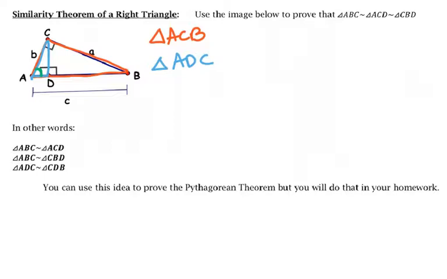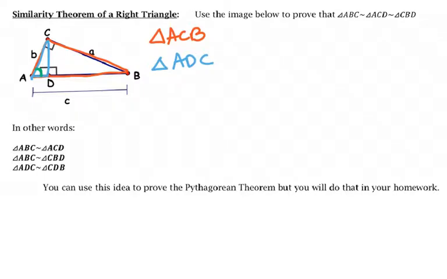Because they have two angles the same, the third angle would then have to be the same also. And if two triangles have the same angle measurements, they are going to be similar. One is a dilation of the other. So we have two similar triangles here.